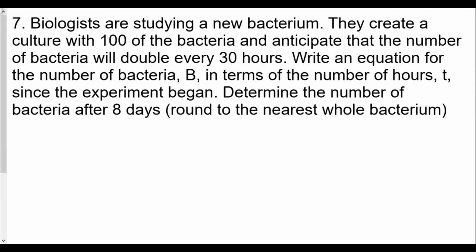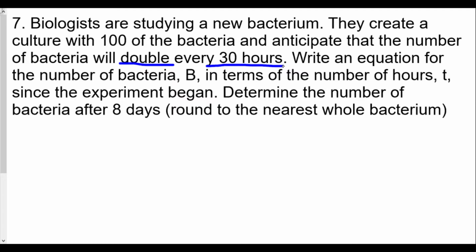Number 7, biologists are studying a new bacterium. They create a culture with 100 other bacteria and anticipate that the number of bacteria will double every 30 hours. So we have a multiplier here, but it tells us every 30 hours, not every hour. That extra piece of information means that we're going to use our multiplier of 2 in our exponential function, but there will be a fraction in our exponent, very similar to our half-life. So write an equation for a number of bacteria B in terms of number of hours T since the experiment began. So that's the first part of the question.